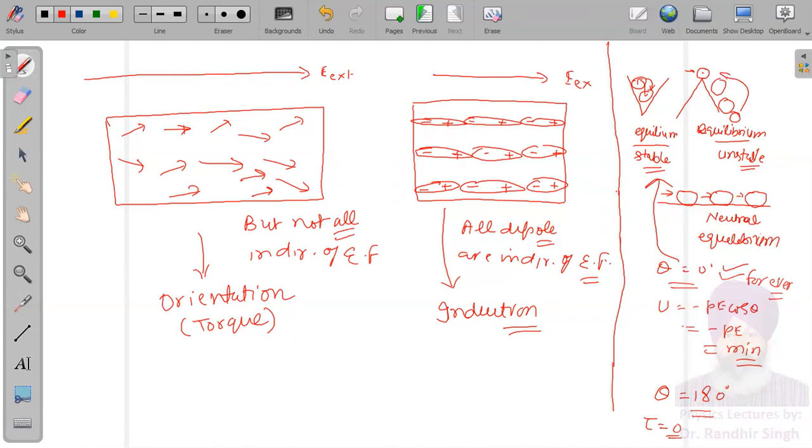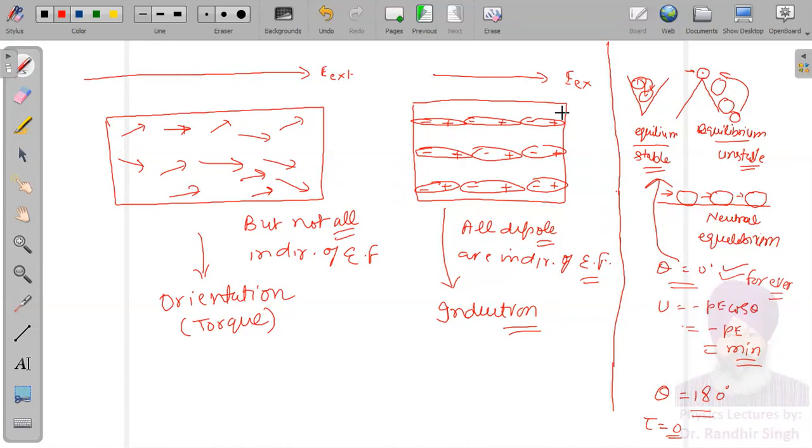Sir, E net equals E external plus E local. Is the E local in the opposite direction? No, no. It depends upon, for example, now think about this. It depends upon how many surrounding dipoles are in the direction of the applied electric field. Okay, so the behavior of the local electric field will change from place to place.